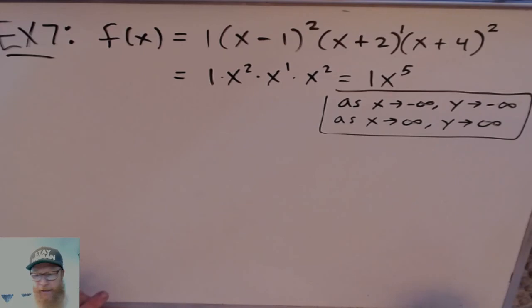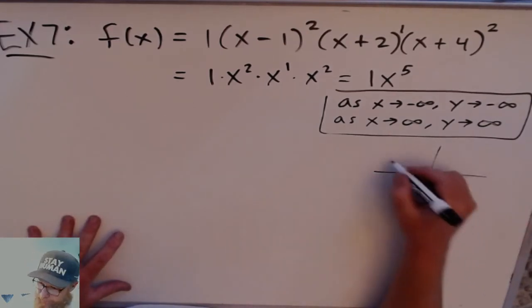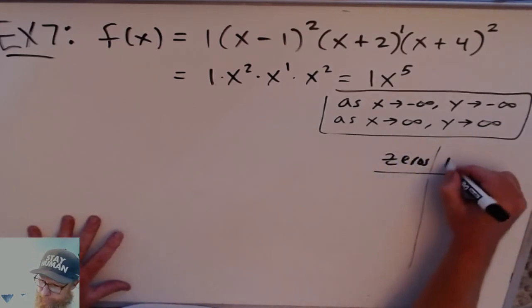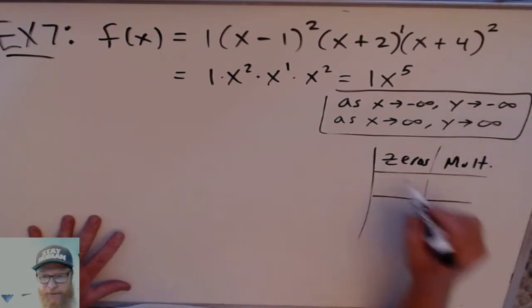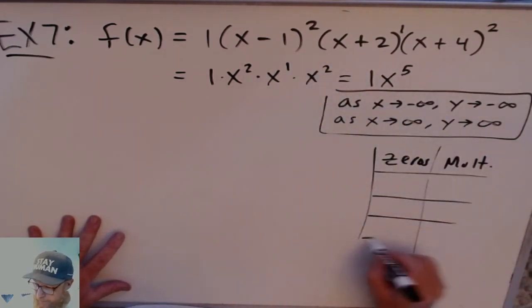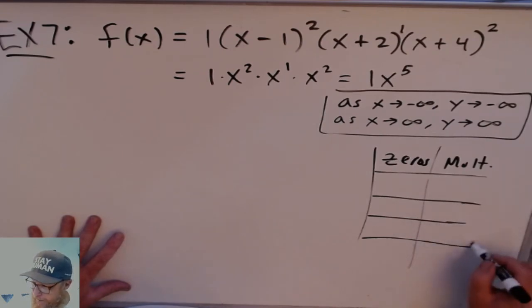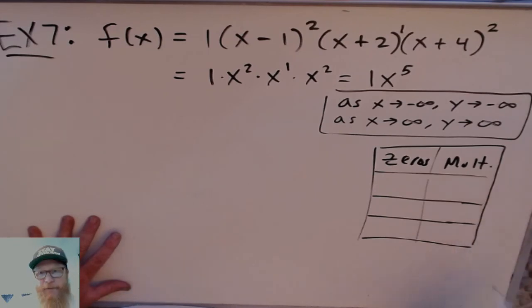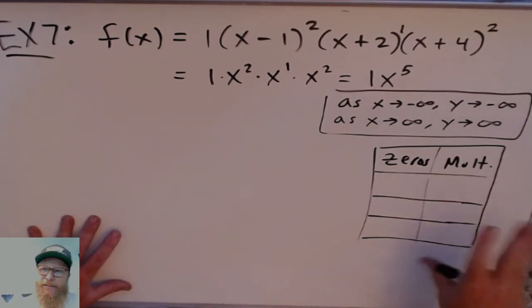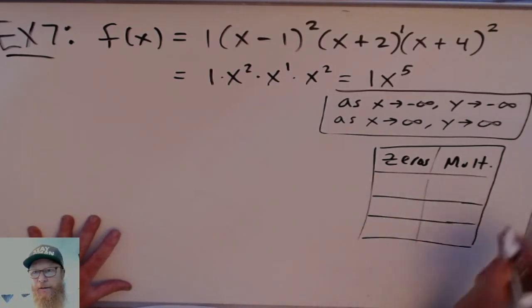Okay. And then let's do our chart. Zeros and multiplicity. 3 zeros. Again, you don't really even have to make the chart unless I ask you to. It's not a bad idea, though, at least to have some kind of scratch work.